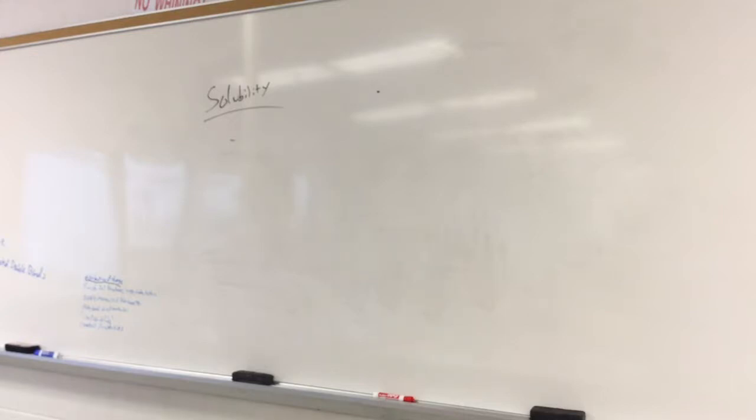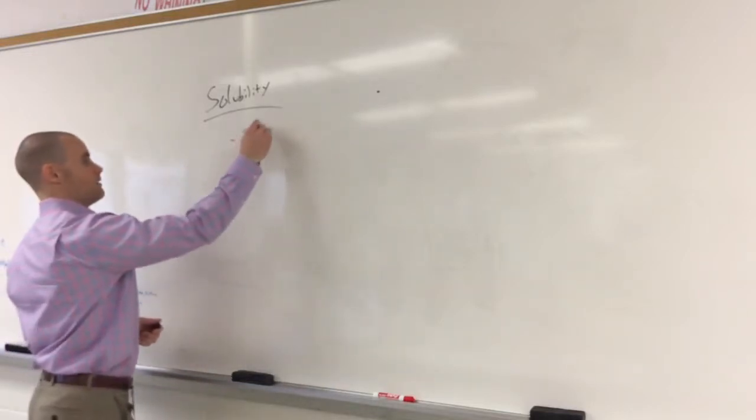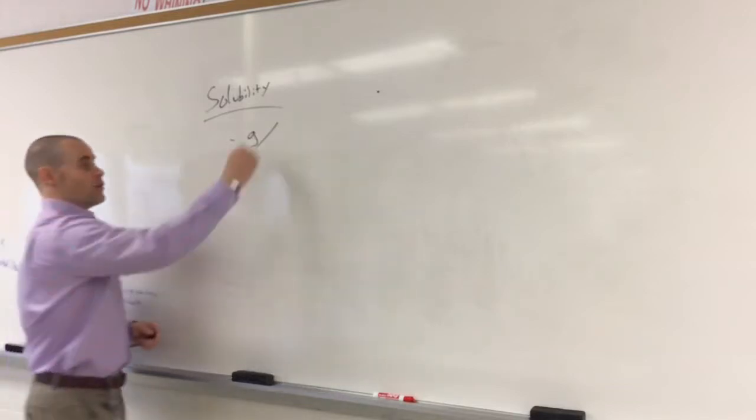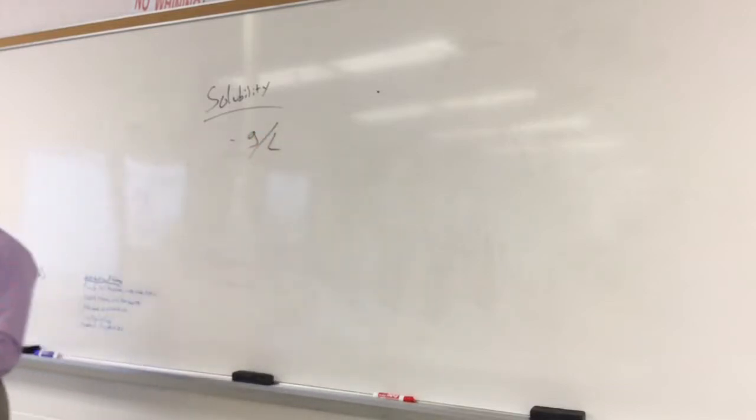So what would the unit be on solubility of an ionic solid? Grams per. Good, it's grams per. It's the amount of solute, that's grams, that can be dissolved in a given amount of solvent. Liters or milliliters, right. Grams per liter is what you're going to see. The temperature will be constant for these questions.